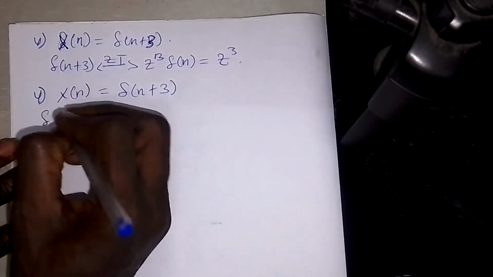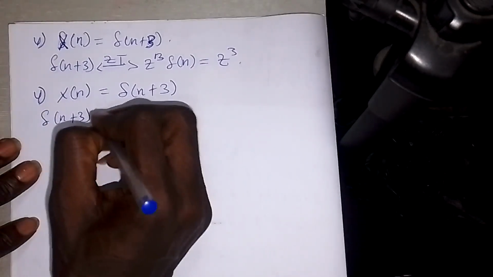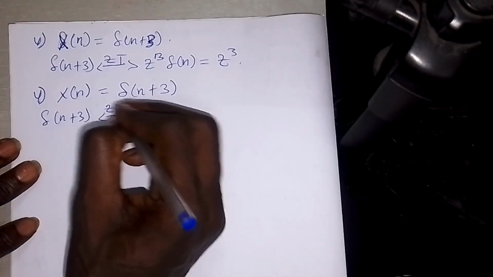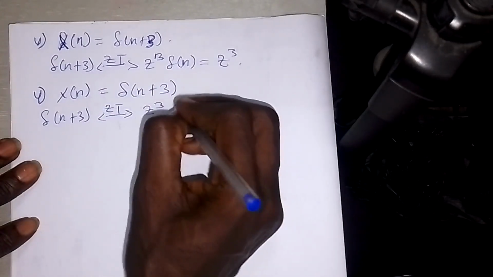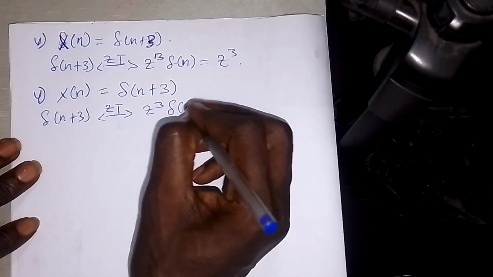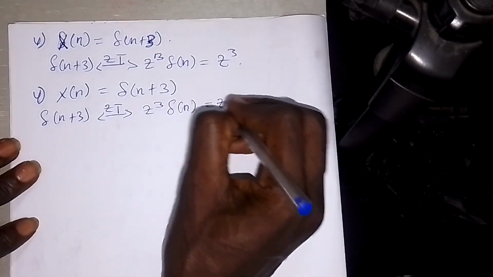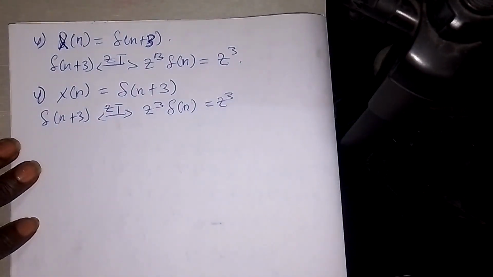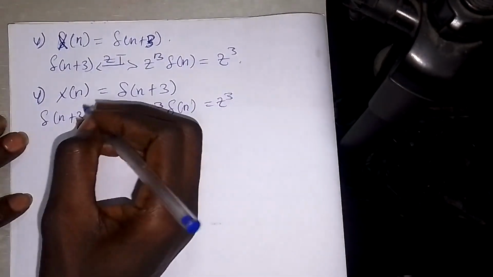So now n plus 3, if it passes through this z transform, then I'm going to have z exponent 3 into delta of n. But I know that delta of n is a unit impulse signal, which is 1. So here I'll have z exponent 3. That will be my solution for this particular question. Very easy and simple. So let's see the next question that we have to solve.